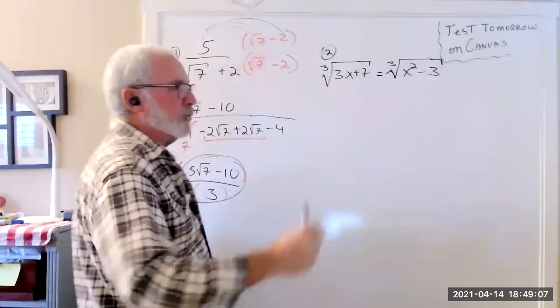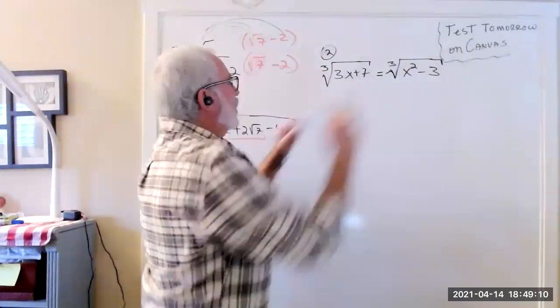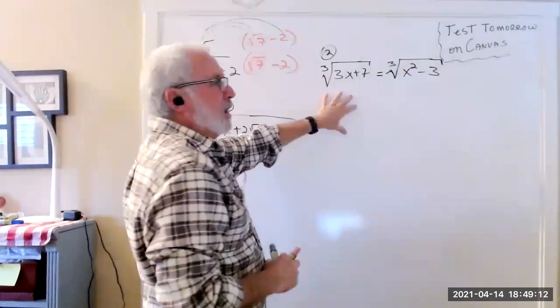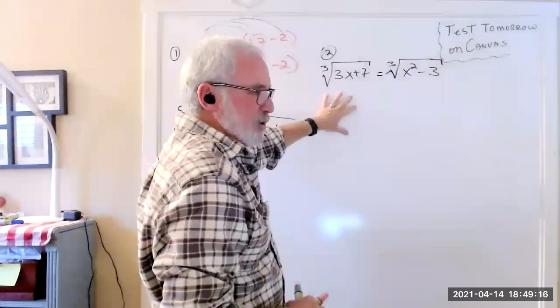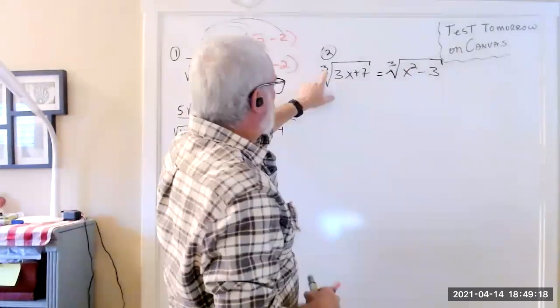Okay. So this one is not exactly what was on last night's quiz. It was a square root equaling a square root, but the method is the same.